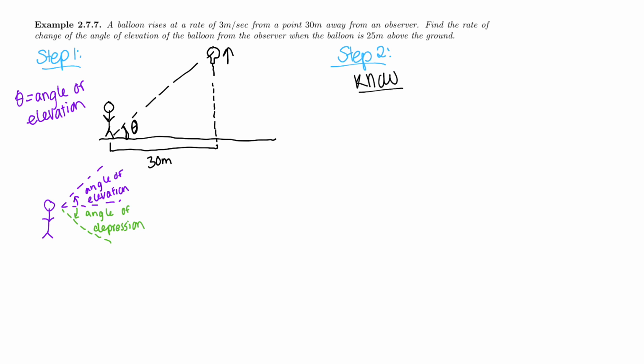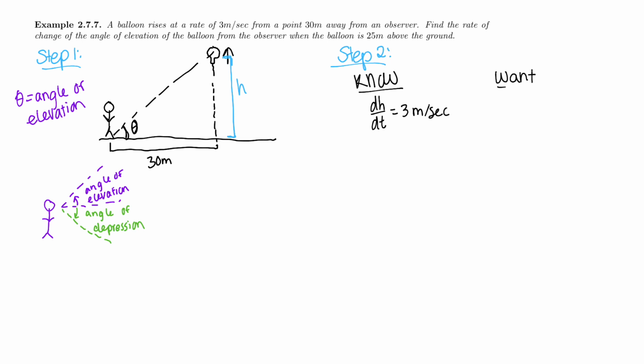So what do we know? We know the balloon is rising at 3 meters per second. So I can label this distance here from the ground to the balloon and call that h, the height difference between the balloon and the ground. So we know that dh/dt, that distance, is getting bigger because the balloon is rising. So that's 3 meters per second.